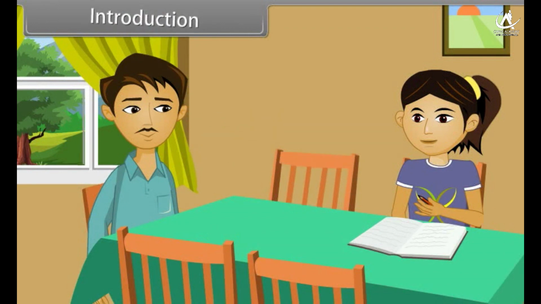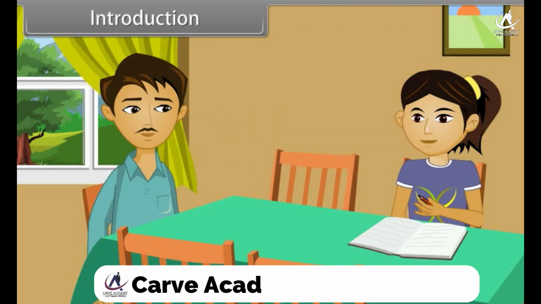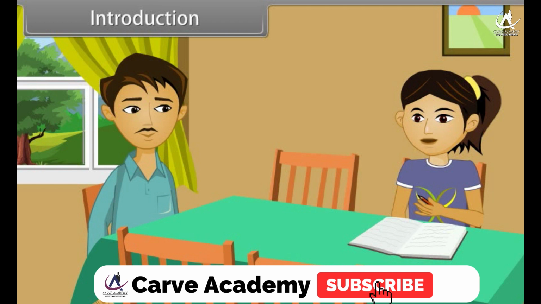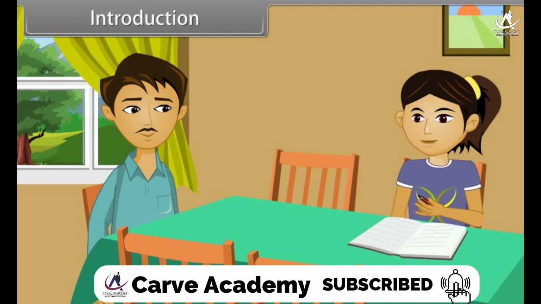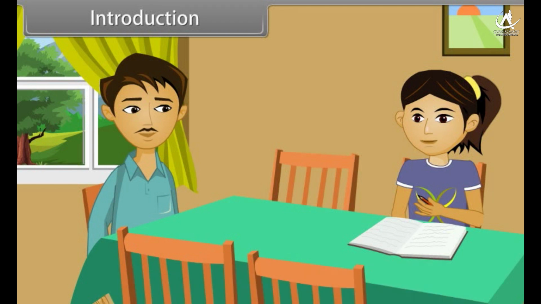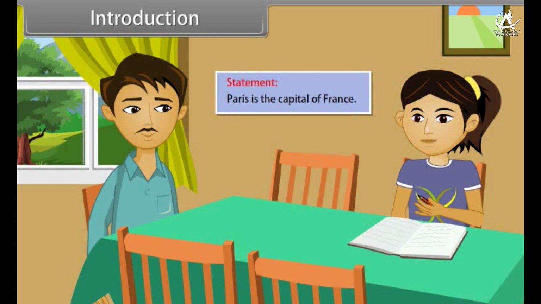Introduction. Hey Ria, what are you doing? I am doing sentences. Okay. Do you know in mathematics the sentences are also known as statements? No, but how can we call them statements? Would you like to learn more of it? Yes, Father. In this lesson, you will learn the reasoning in mathematics.